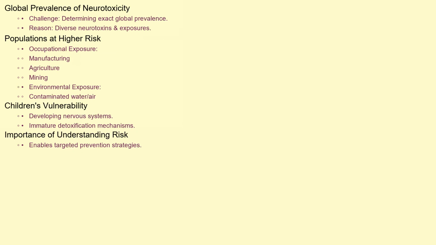Determining the exact global prevalence of neurotoxicity is challenging due to the diverse range of potential neurotoxins and exposure scenarios. However, certain populations are at higher risk. Occupational exposure is a significant factor, affecting workers in industries like manufacturing, agriculture, and mining. Environmental exposures, such as contaminated water or air, can also impact communities. Children are particularly vulnerable because their nervous systems are still developing and their detoxification mechanisms are not fully mature. Understanding these at-risk populations is crucial for implementing targeted prevention strategies.